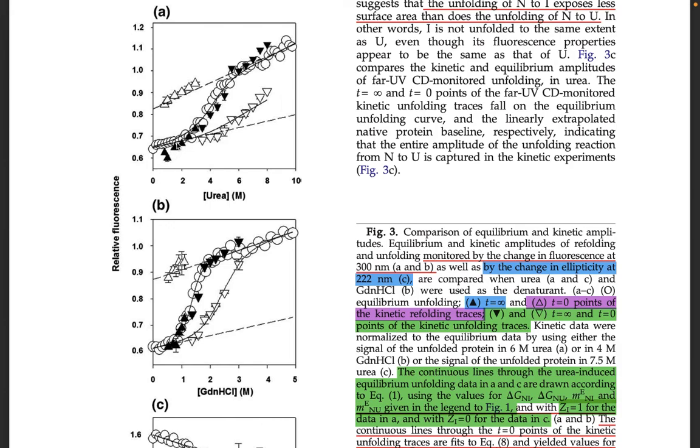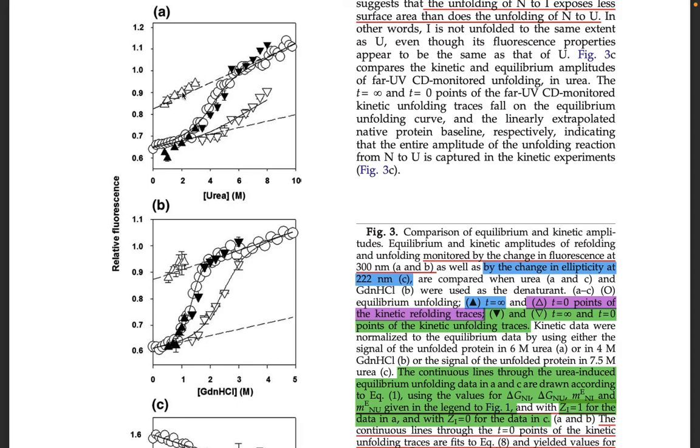So the t equal to infinity points are the kinetic refolding traces. So t at infinity in refolding will bring the fluorescence signal to the native baseline. And the open circles are t equal to 0. So for the refolding experiment, at t equal to 0 the signal is supposed to be on the native baseline.